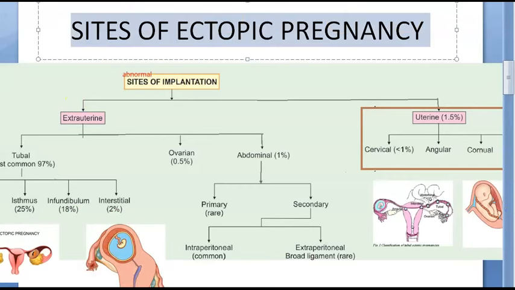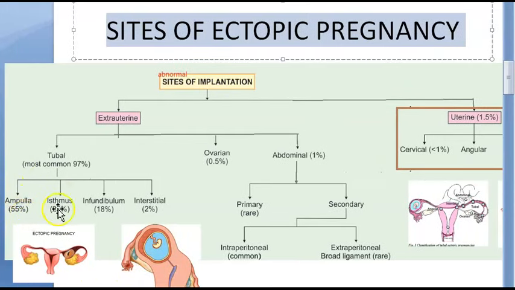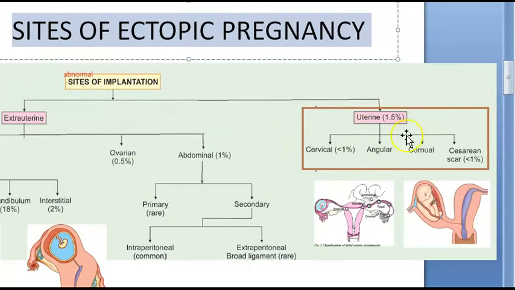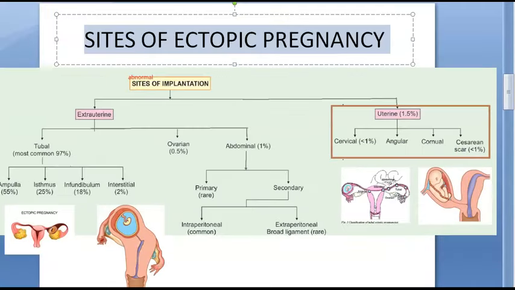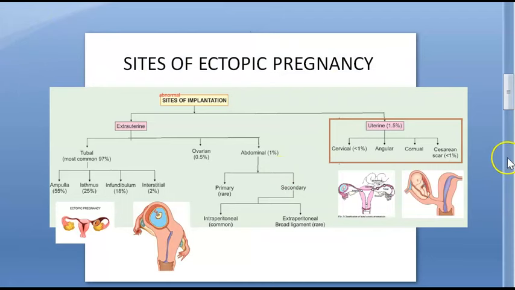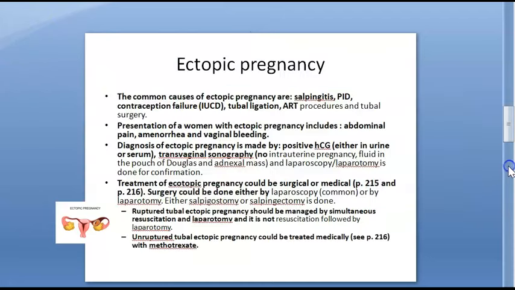So the sites of ectopic pregnancy you have seen in the previous video. It can be extrauterine, the most common being the fallopian tube, tubal pregnancy, and then it can be near the ovary, ovarian, and then abdominal. Then in the uterus itself, it can be in the cervix, the angle that is near the ostium, which is the opening towards the fallopian tube, the cornua, the rudimentary horn of a bicornuate uterus, and then the cesarean section scar, lower segment. So basically, these are the sites of ectopic pregnancy. We have looked at these in the previous video.